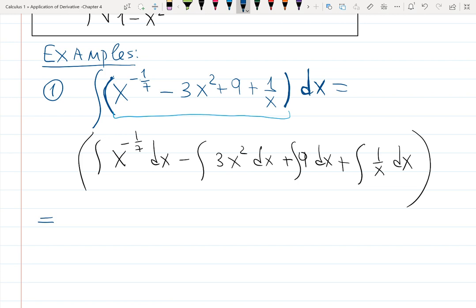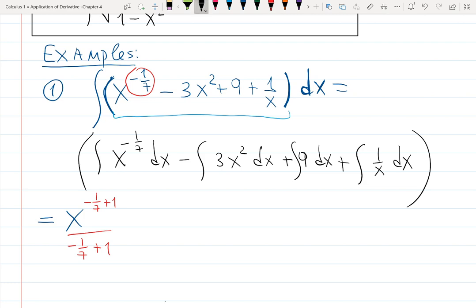I know that each piece can be integrated one by one. X to the negative 1/7 will be x to the negative 1/7 plus 1, all over negative 1/7 plus 1. That's the power rule. The power rule says if you have x raised to a constant, raise that constant by 1 and divide by the same result.